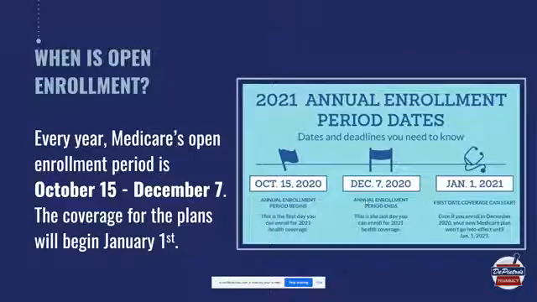So, open enrollment. Every year, Medicare allows you to review your plans October 15th through December 7th, and then the coverage that you elect would start January 1st. This is one time a year that Medicare wants you to shop and compare your drug plans or your Medicare Advantage plans.